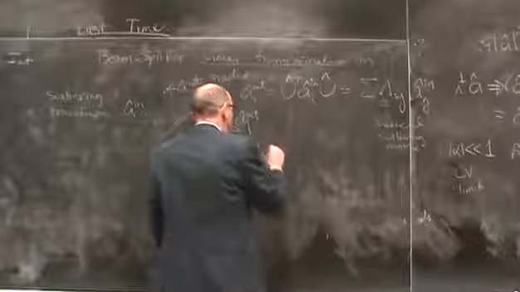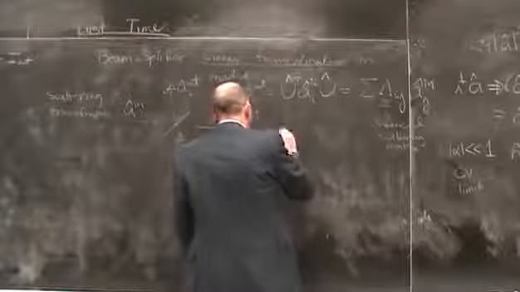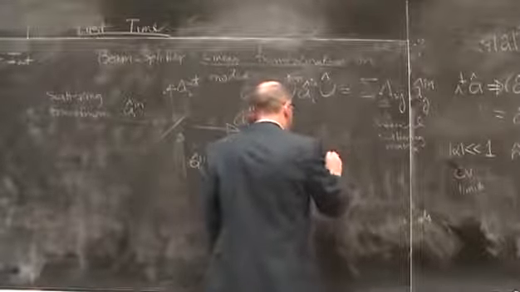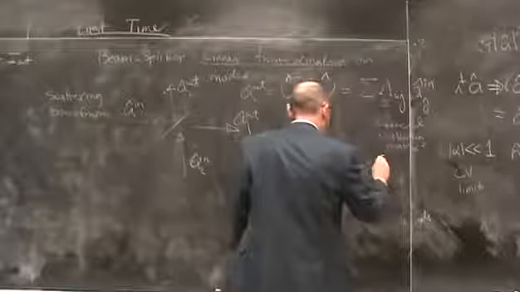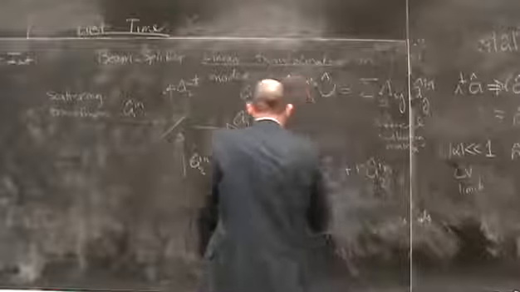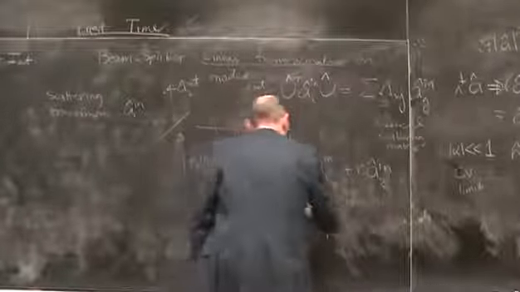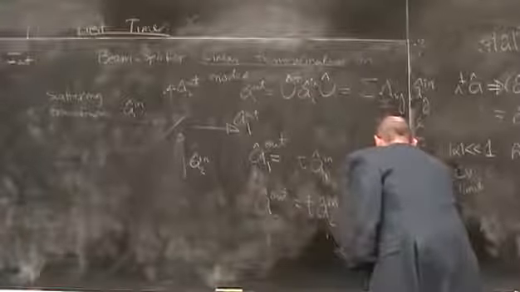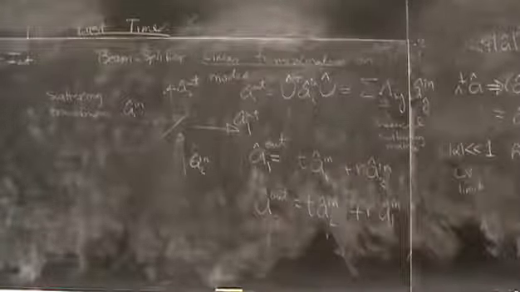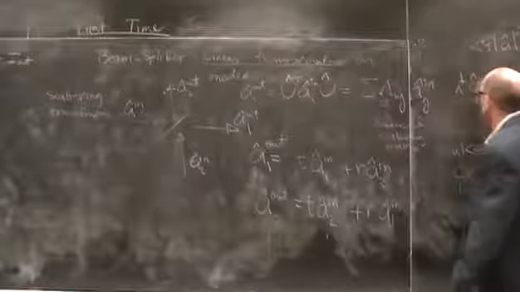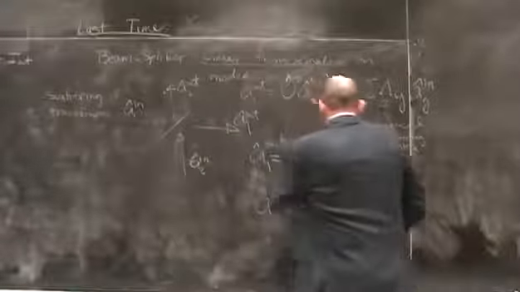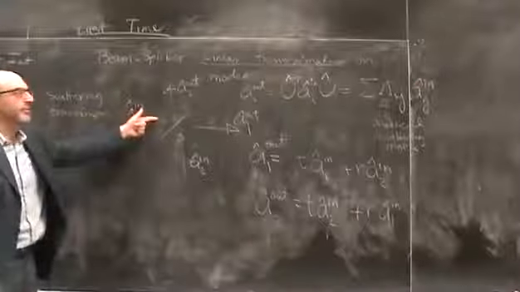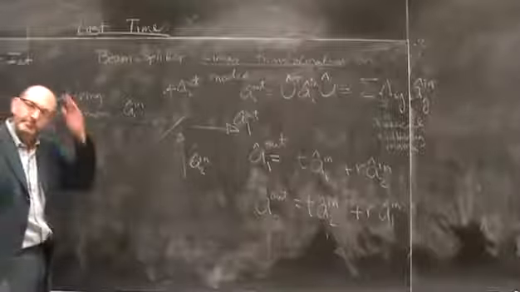So for example, A1 out would be the transmitted part of A1 and the reflected part of A2. And the output mode 2 is the transmitted part of mode 2 and the reflected part of mode 1. Now I'm assuming in my calculation here that this is a symmetric beam splitter, meaning that the transmission reflection coefficients don't depend on whether I come in from this way or from that way. Okay?